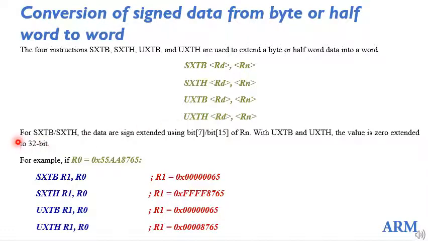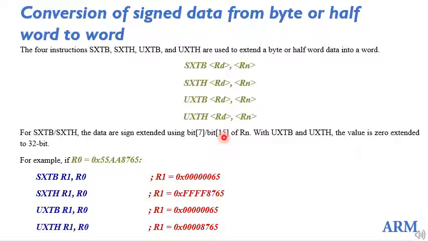So as you know, for SXTB and SXTH the data are sign extended using bit number 7 or bit number 15 of RN. That means in case of SXTB, you're going to extend the byte to form a word. In case of a byte, the most significant bit is bit number 7, and SXTH is going to sign extend a half word to a word. In case of a half word, the most significant bit is bit number 15.